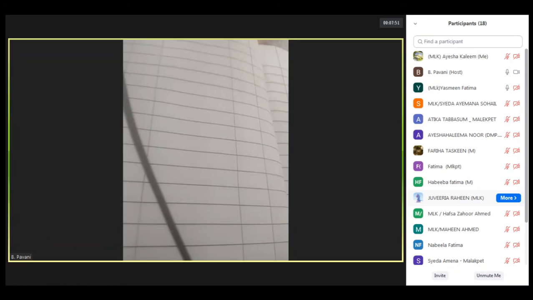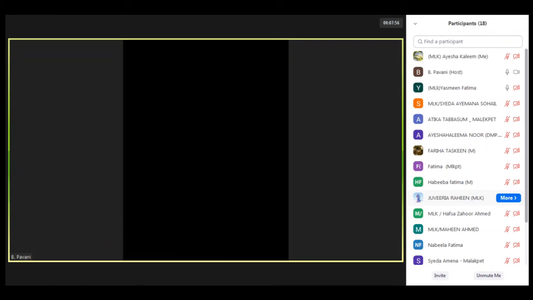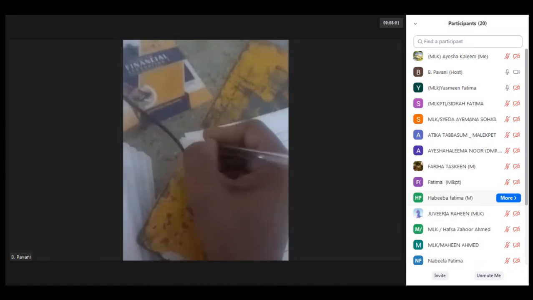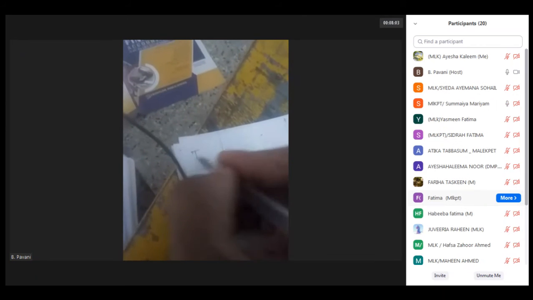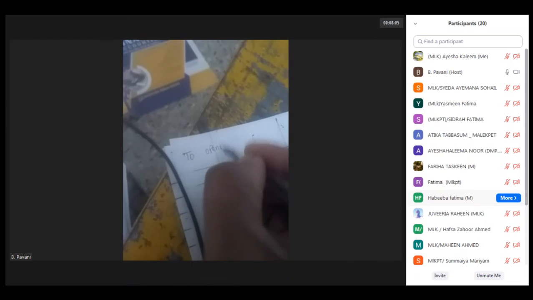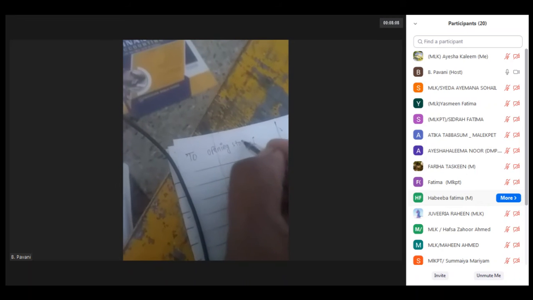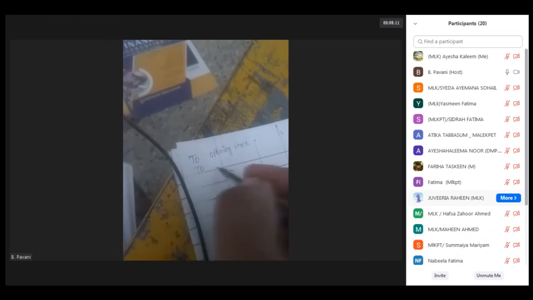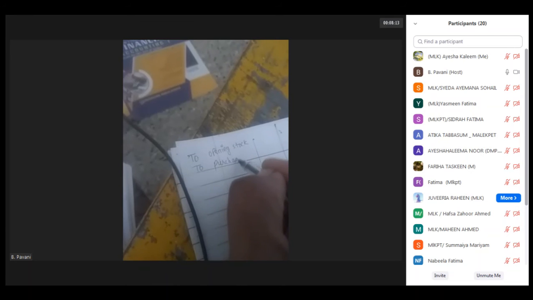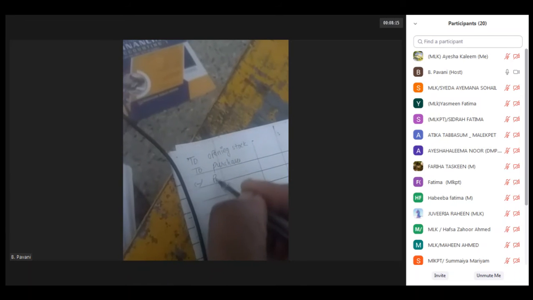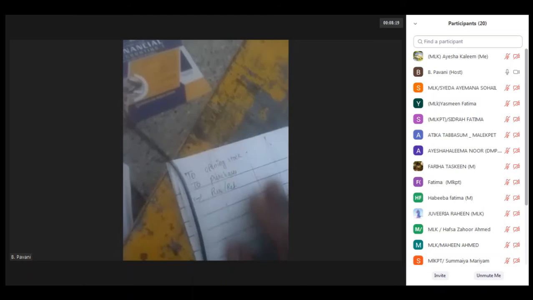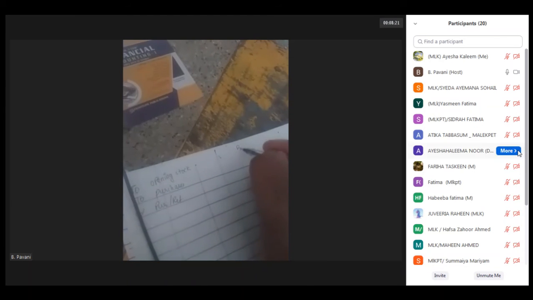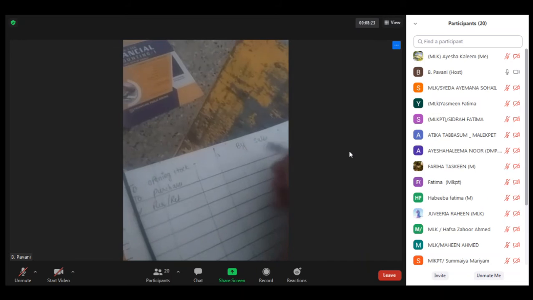Now coming to the problem. As you can see, first the trading account. Whenever we are preparing it, on the debit side we first have to write opening stock. After that, we write purchases, and under that, minus purchase return. Coming to the credit side, we have to write sales minus sales return.